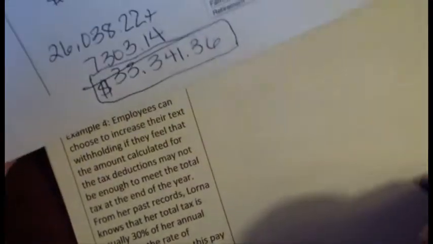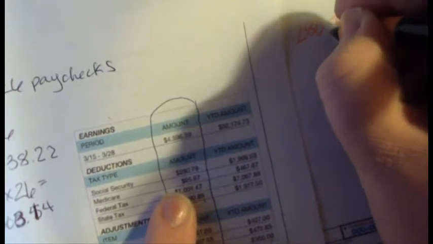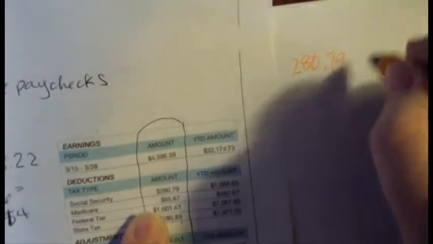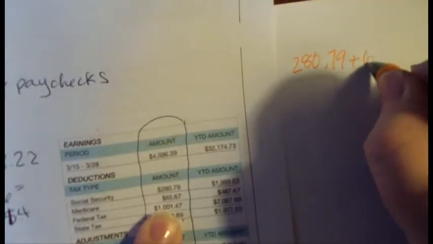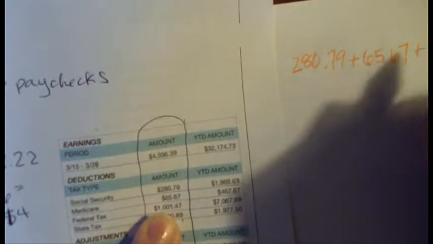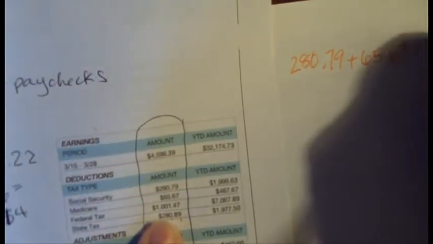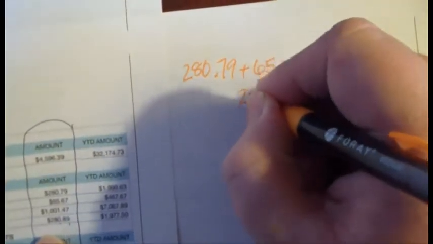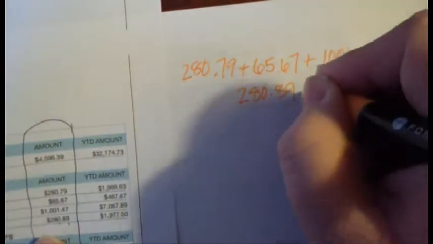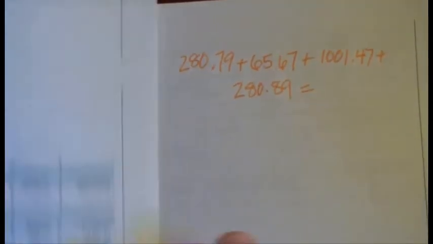Okay, so let's look at her total deductions. So let's add up our totals. She's got $280.79 in Social Security tax. Medicare was $65.67. Federal tax $1,001.47. And state tax $280.89.